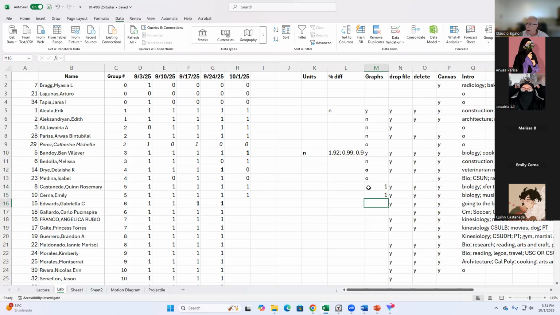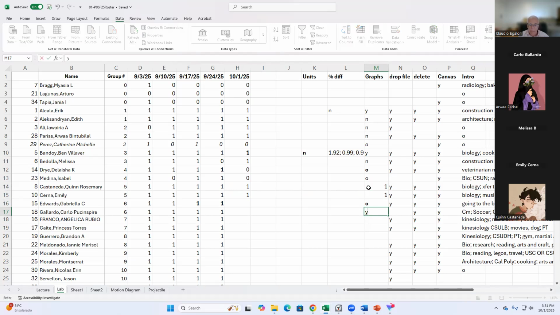Gabriela, are you there? I don't see Gabriela here. Let's see, Carlo Gallardo. Did you plot all three? Yes, I plotted all three. Okay, good. So I'm gonna put a yes here. Did you log the three slopes in the last step? No, I just need to plug it in. Okay, good. So I'll get back to you later on, asking the percentage difference.